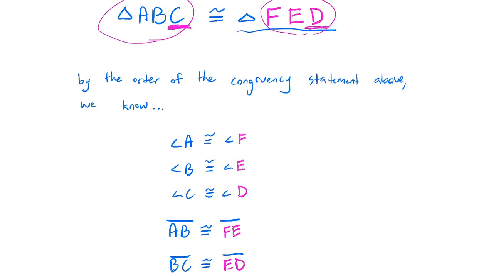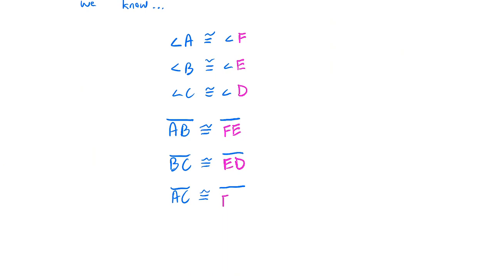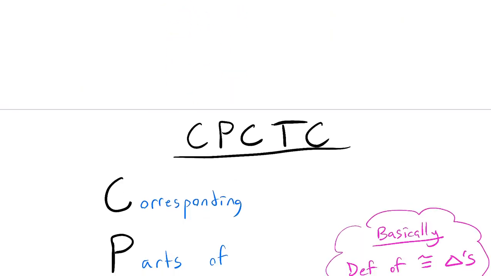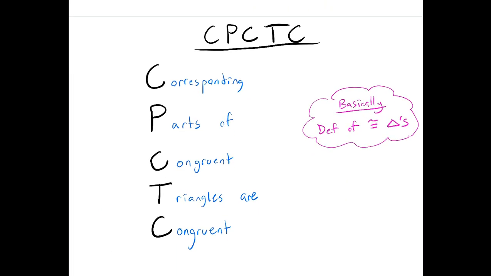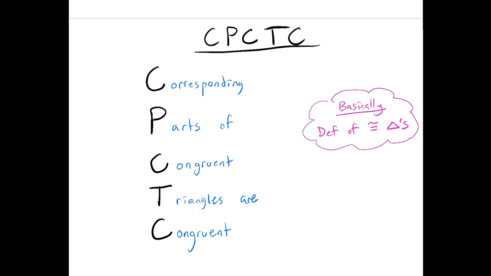And then AC, first to third, is the same as FD. Okay, so we call this rule CPCTC. Now that's an acronym we're going to use a lot, but what it stands for is corresponding parts. So in other words, the parts that correspond with one another of two congruent triangles. So if the two triangles are congruent, then all of their matching parts are congruent.